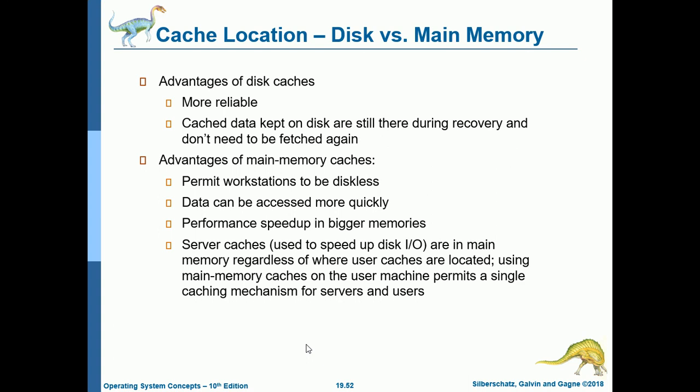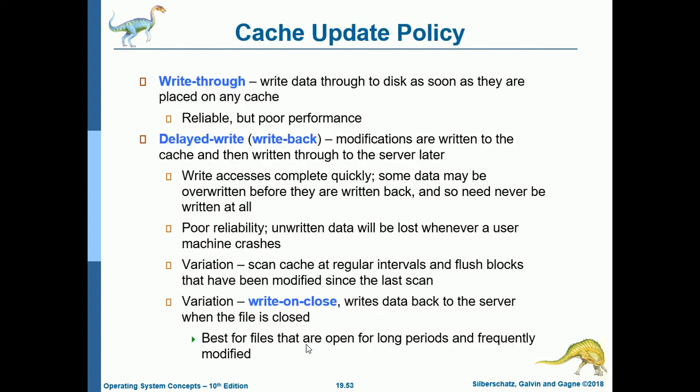So what is the advantage, on the other hand, of the main memory caches? They permit workstations to be diskless. Data can be accessed more quickly. Performance speeds up in bigger memories. And then server caches used to speed up disk I/O are in main memory regardless of where the user caches are located. Using main memory caches on the user machine permits a single caching mechanism for servers and users.